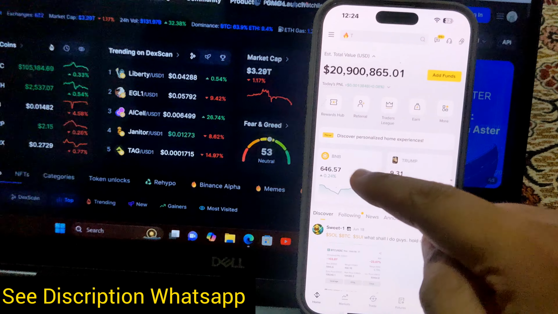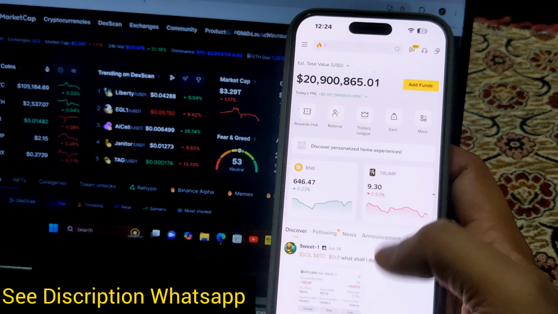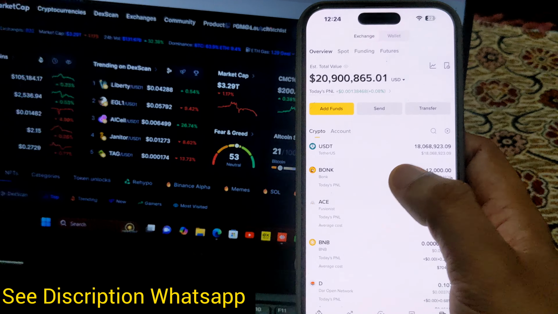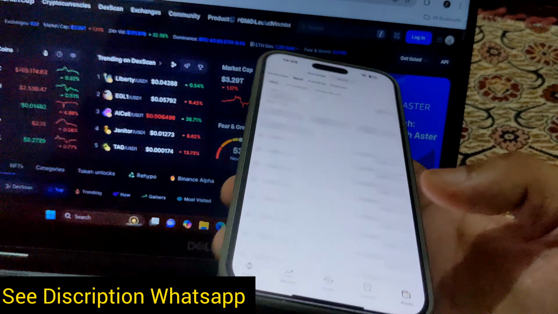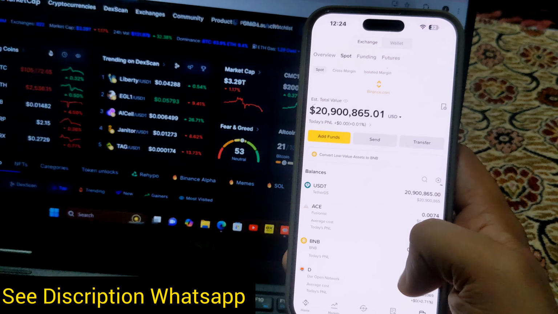So this is my Binance. So just hold on. 20 million I have right now in my Binance account. See that. So I click on spot. This is my spot account balance, 20 million. See this refreshing. And I will refresh again.